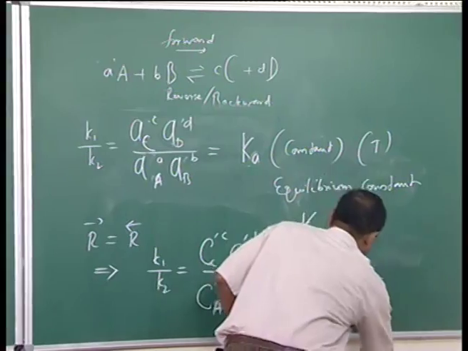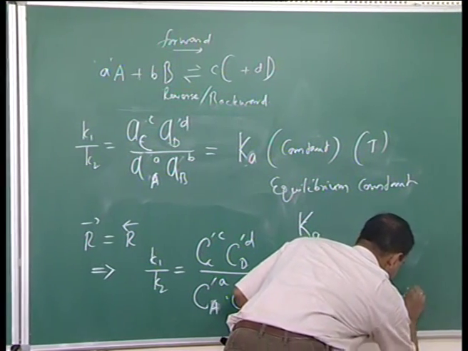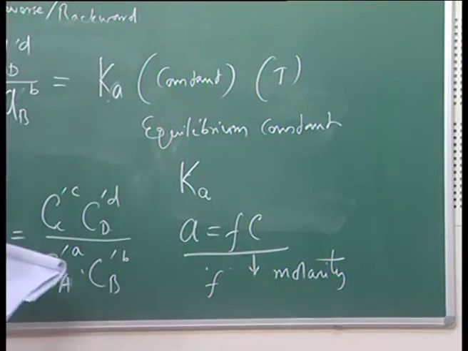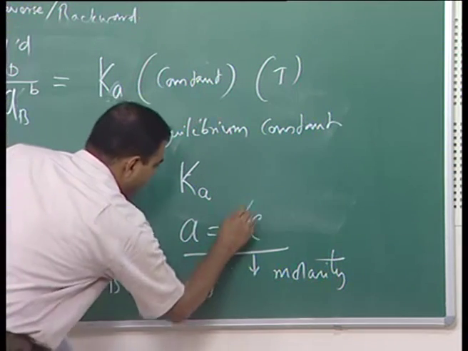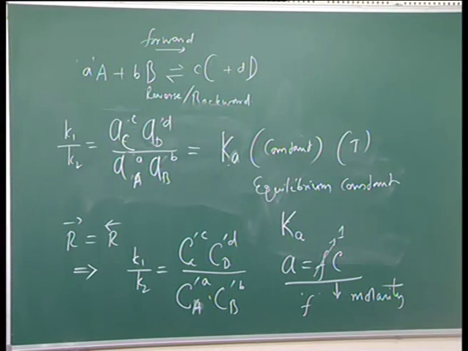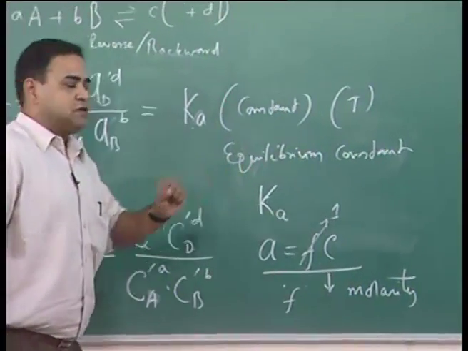And here C is molarity, and F is fugacity or the activity coefficient, and this F becomes 1 when the system is a very dilute solution, or when the system is an ideal solution. Okay, in that case A would be equal to the molarity.